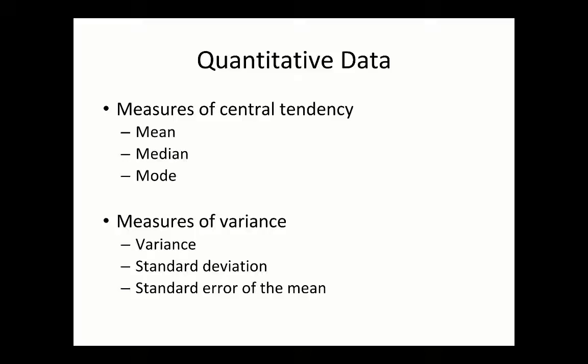Another way of describing continuous data is with measures of variance. These measures are a bit more complicated to calculate by hand, so I recommend using software for assistance. Variance is the first measure. It is the average of the squared deviations from the mean. Thus, standard deviation is the square root of the variance. Finally, the standard error of the mean is the standard deviation divided by the square root of whatever your sample size is. All of these measures tell you how spread out the data is. That is, how far away are the values from the mean.